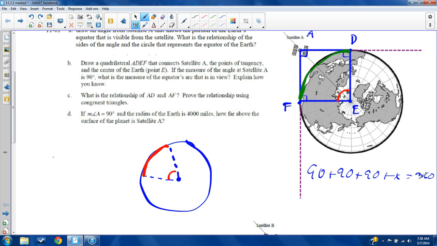Add those up, you get 270 plus x equals 360. Subtract 270, you'll get x equals 90 degrees. This is actually a rectangle, or better yet, a square, but that's beside the point. We're going to make sure that we know that. So x is 90 degrees. So angle E is 90.